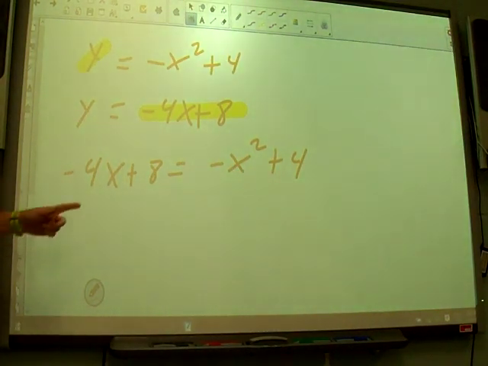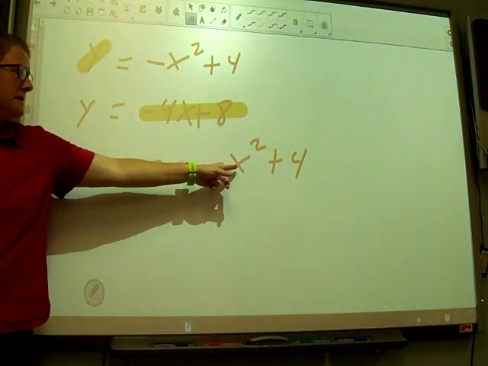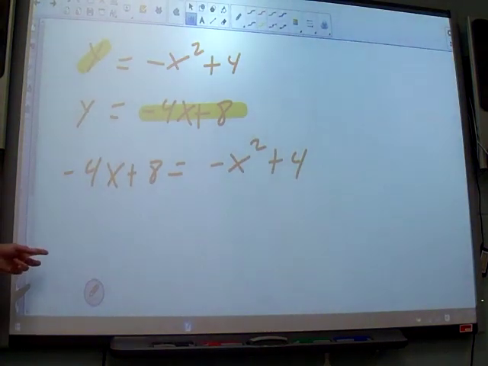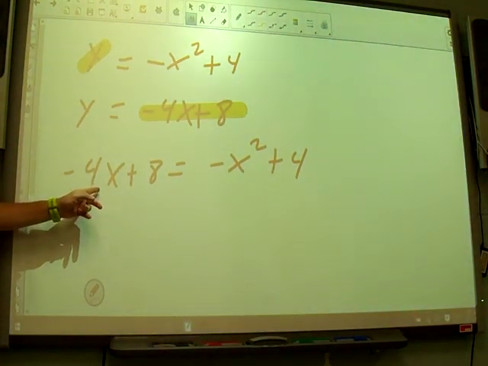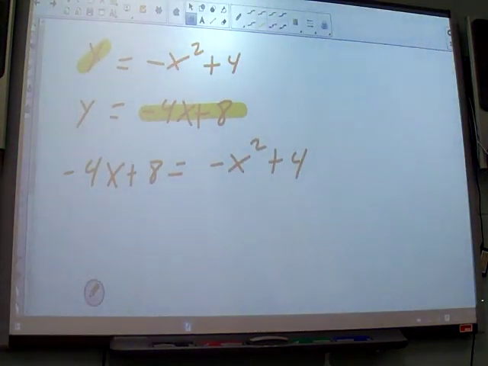Negative x squared minus 4x plus 4. No, it would just be x. When I move this over, I had to add it, so it'll be positive x squared minus 4x, and then I would have to subtract the 4. So plus 4.